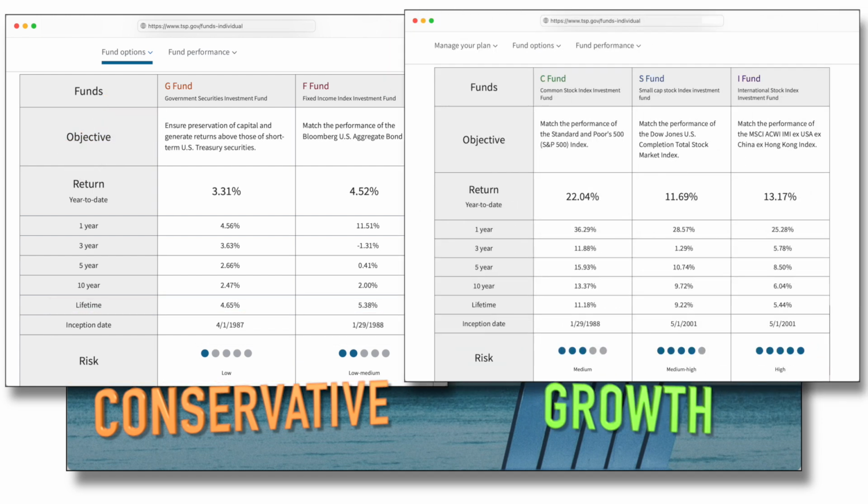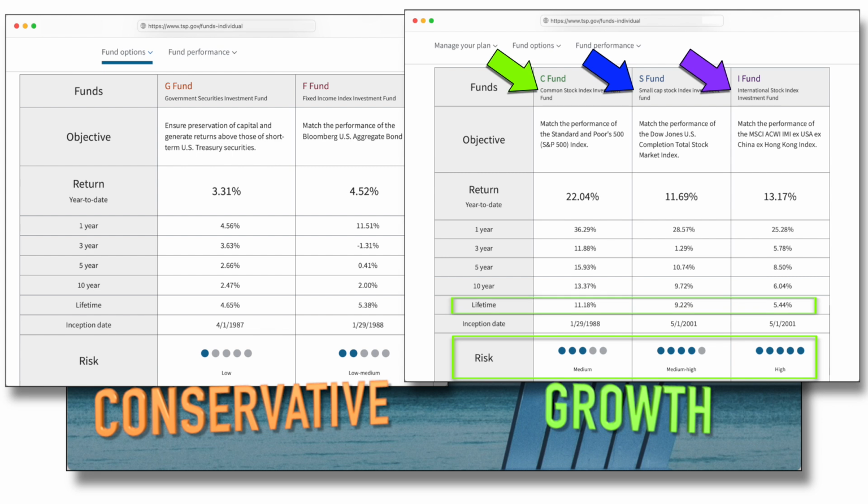The growth investments available in TSP are the C, S, and I funds. The C Fund is large U.S. stocks, the S Fund is small U.S. stocks, and the I Fund is international stocks. They're generally considered to have more risk or variance, which makes sense because they generally have more return. Over their lifetimes, the C Fund averaged 11.18%, the S Fund 9.2%, and the I Fund 5.4%.